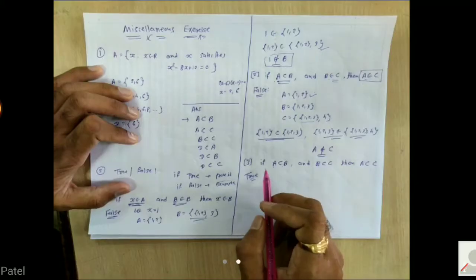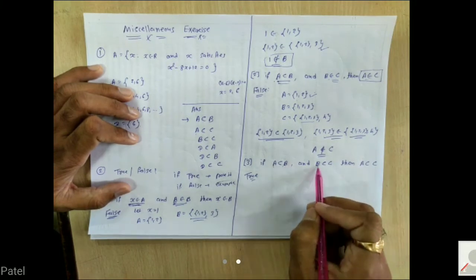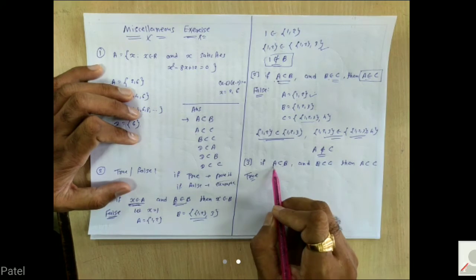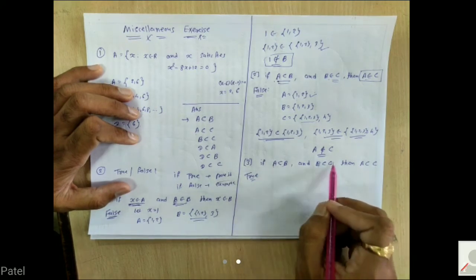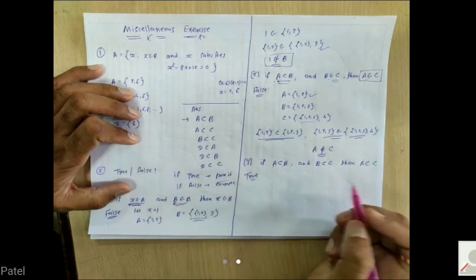All of A is a subset of B, so all the elements of A are the elements of B. All the elements of B are the elements of C. That means A पूरा B में आ गया और B पूरा C में आ गया. So we can say that all the elements of A are the elements of C. So this one is true.